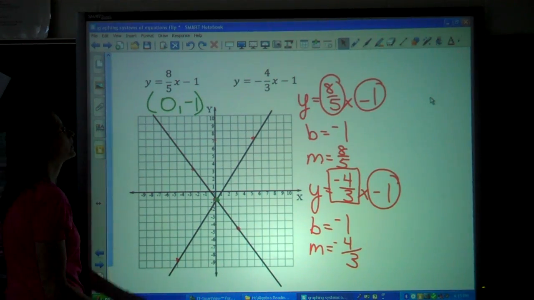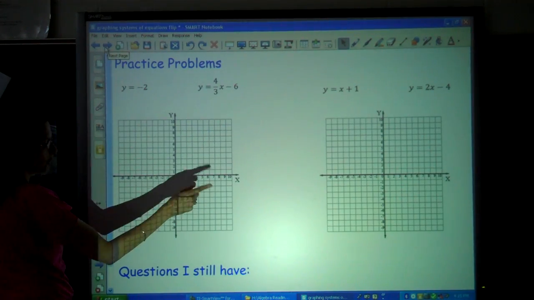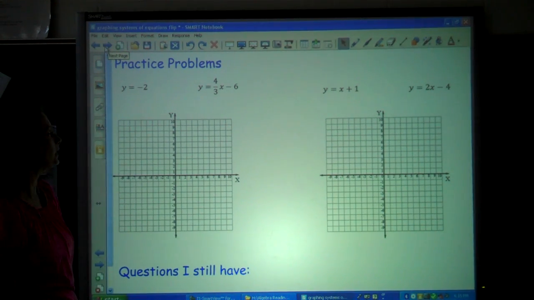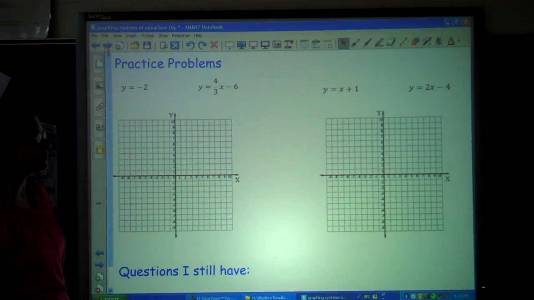So what I want you to do now is do 2 practice problems on your own. If you have any questions, write them down, and we'll discuss them in class tomorrow. These are systems of equations.